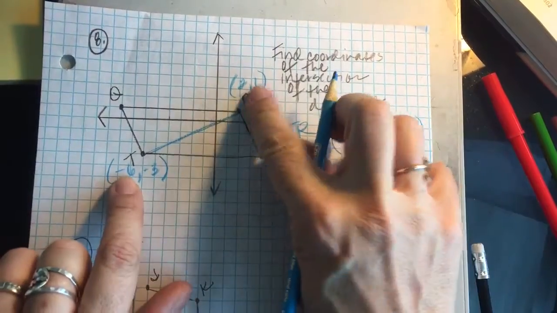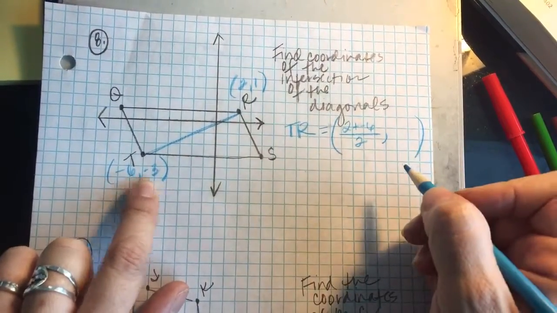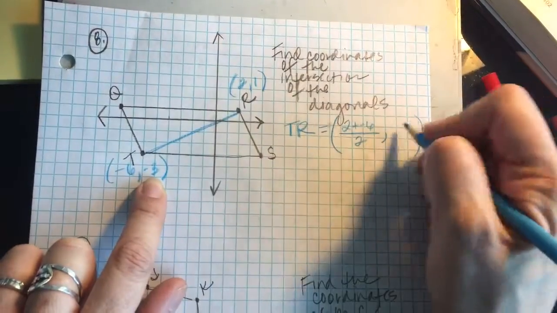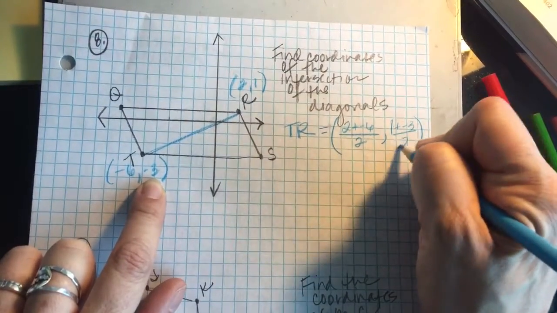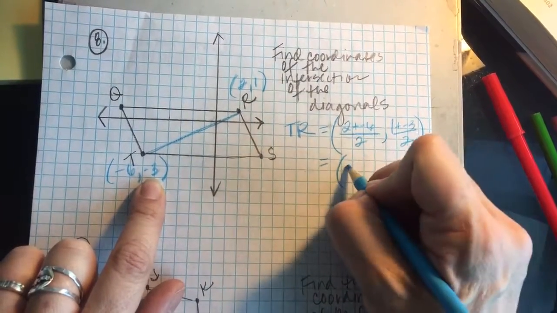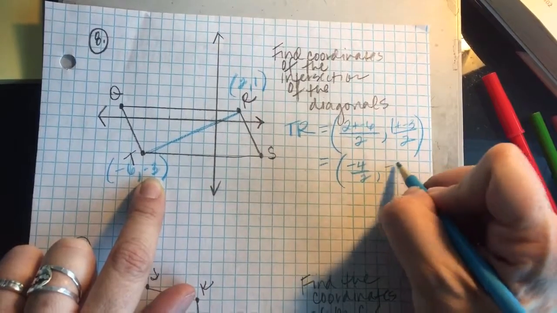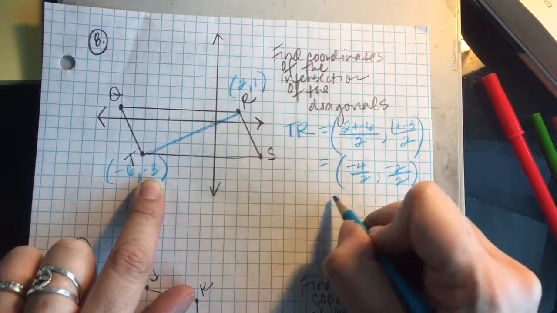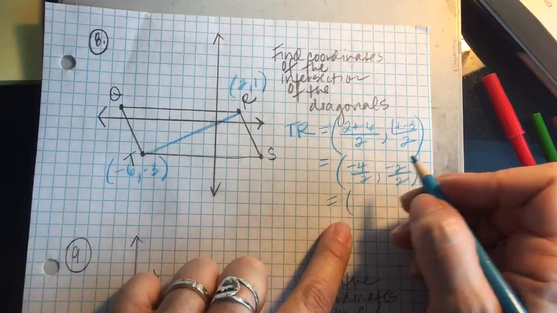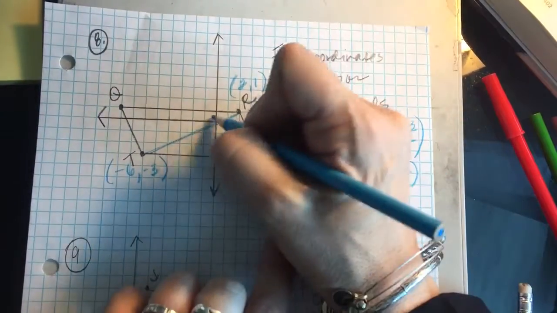So my x values get added together. 2 plus -6 divided by 2. And my y values get added together. 1 plus -3 divided by 2. And when I do my mathematics and work down, 2 and -6 puts -4 over 2. 1 and -3, -2 over 2. So for TR, the midpoint is sitting at -2, -1.